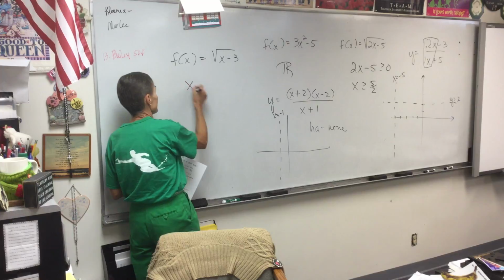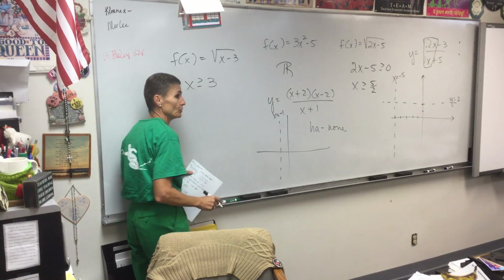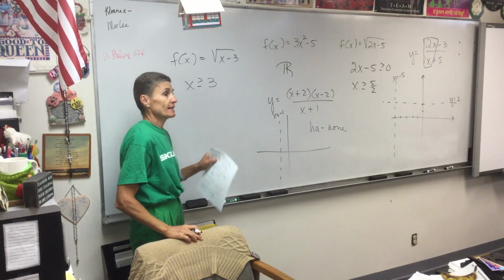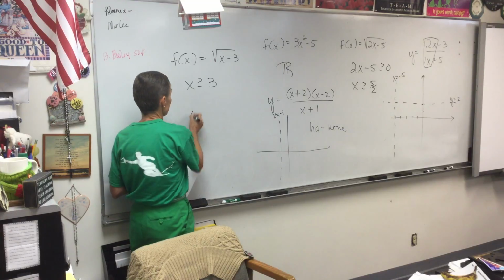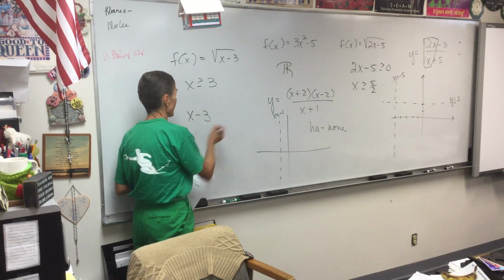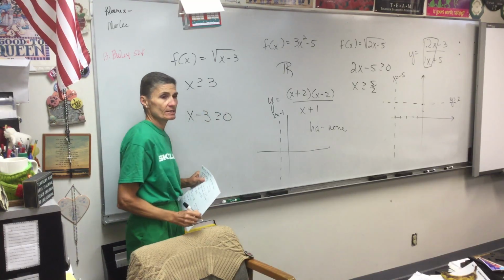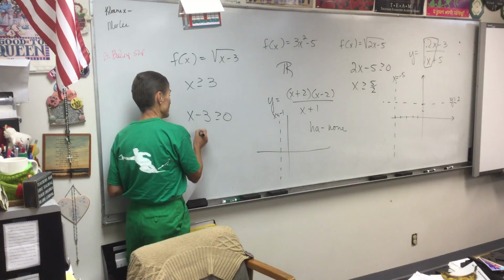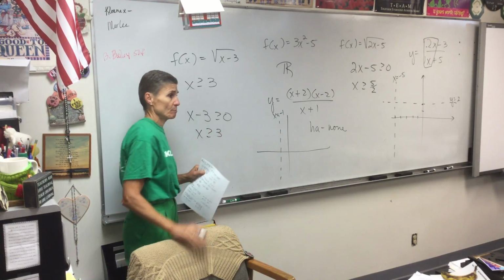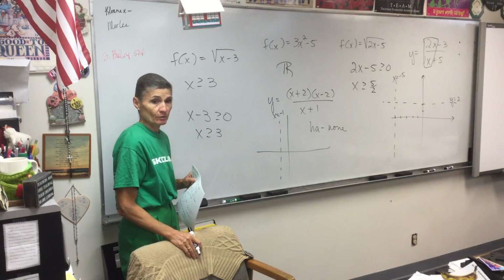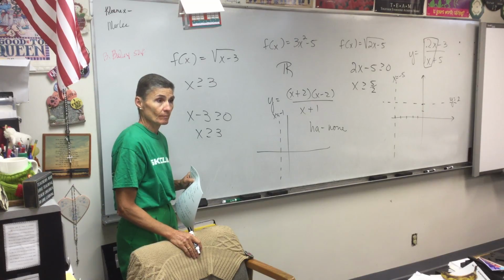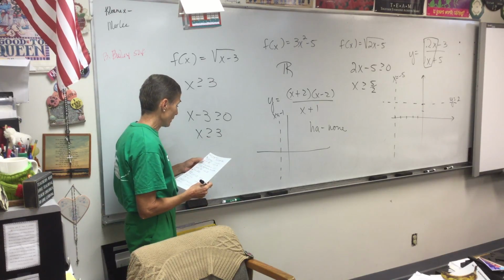X has to be greater than or equal to 3. I'll say it one more time. If it's under the radical sign, it has to be bigger than or equal to 0. When you solve that, you get x bigger than or equal to 3. Now, what about b?